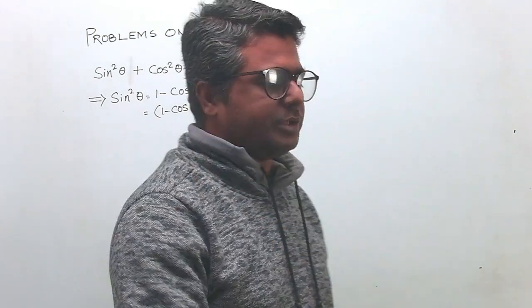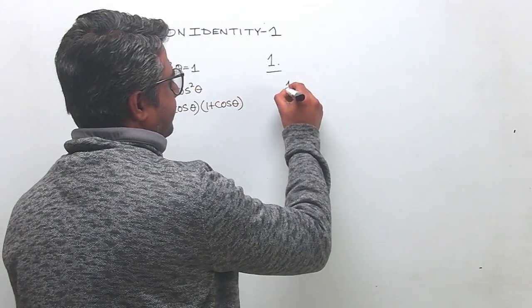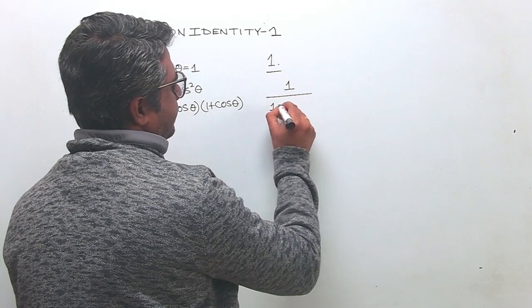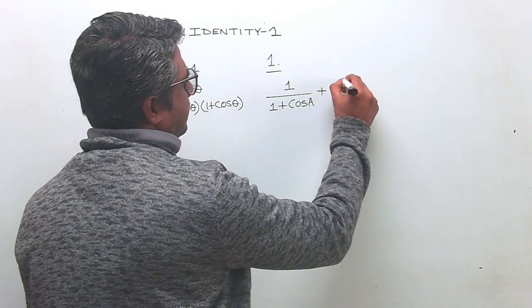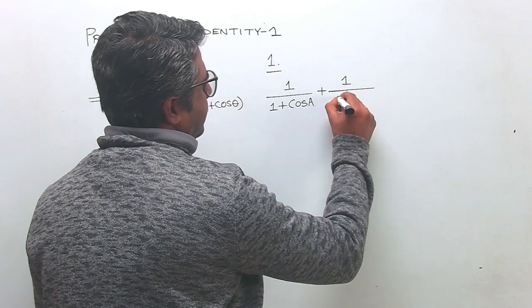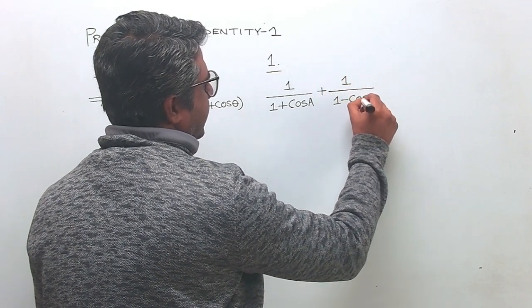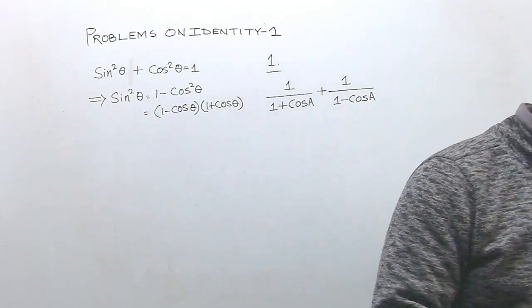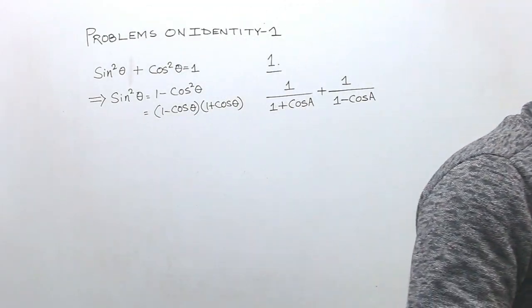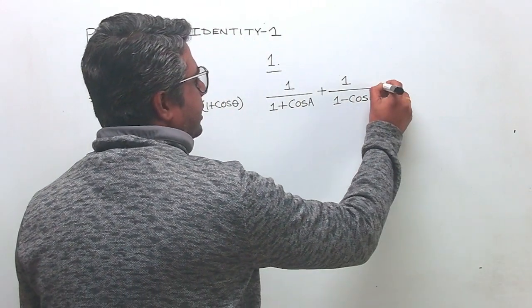1 by 1 plus cos A plus 1 by 1 minus cos A is equal to 2 cosec square A. So I have to prove this.